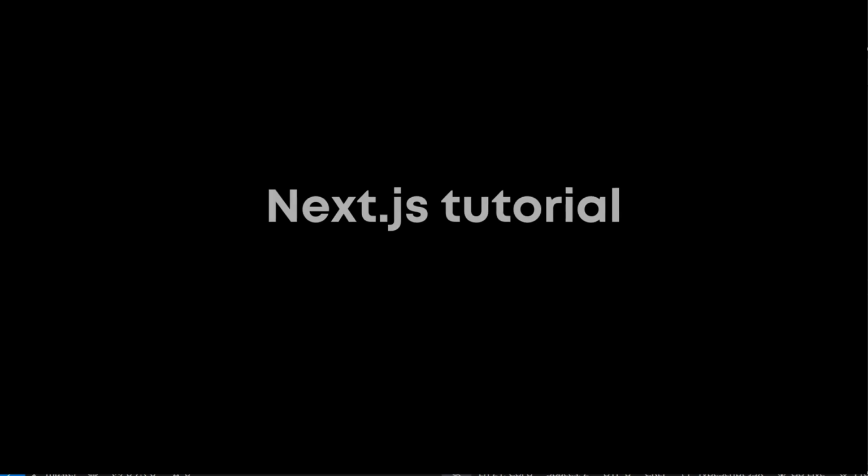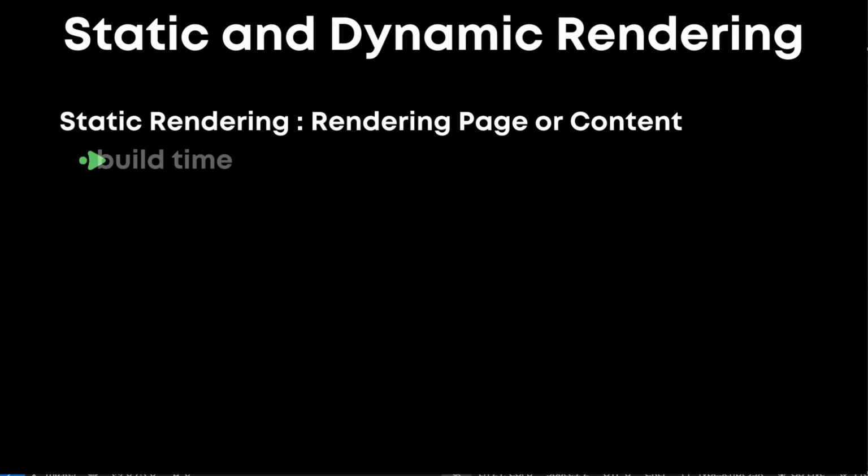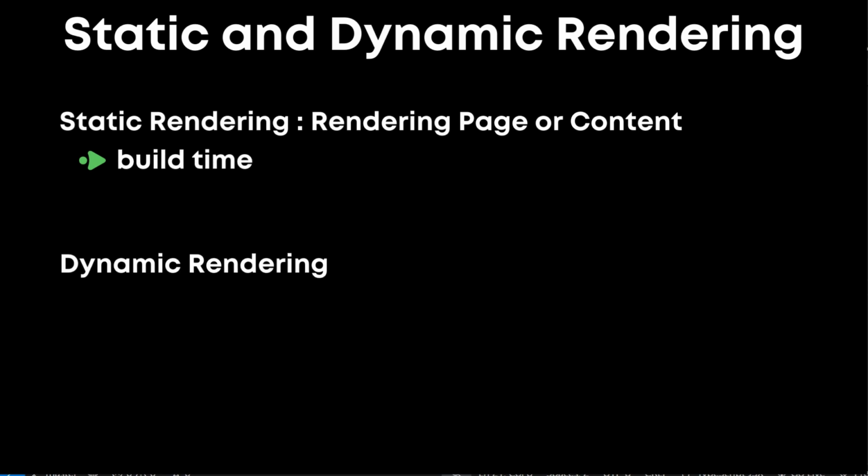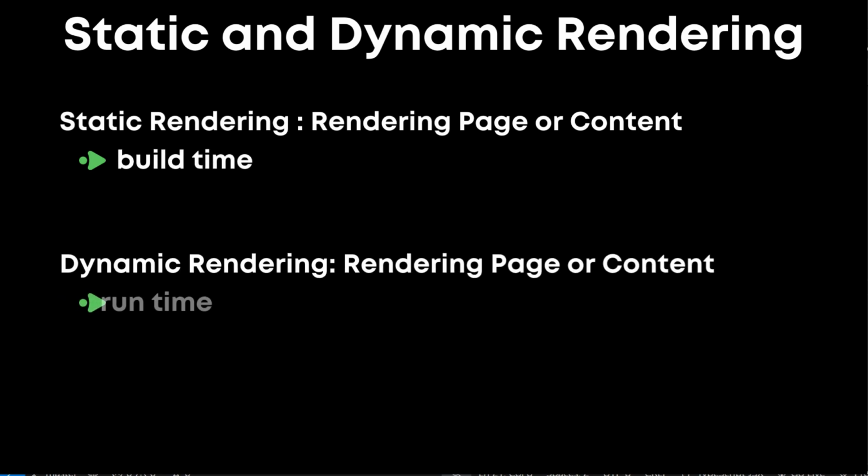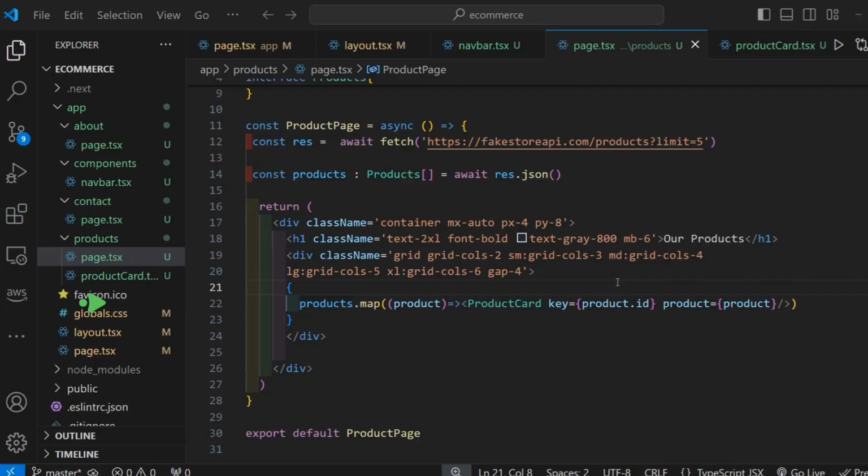Welcome back everyone to this Next.js tutorial, and today in this tutorial you will learn static and dynamic rendering in Next.js. So what is static rendering? Static rendering means rendering the page at build time. Dynamic rendering means rendering a page at runtime. So let's see how to do static and dynamic rendering in Next.js.